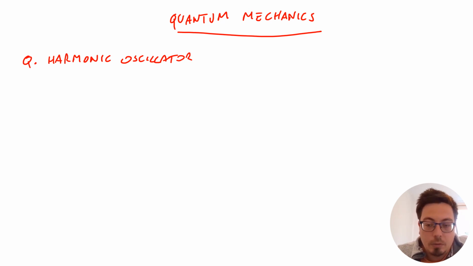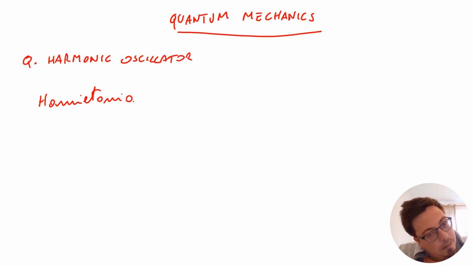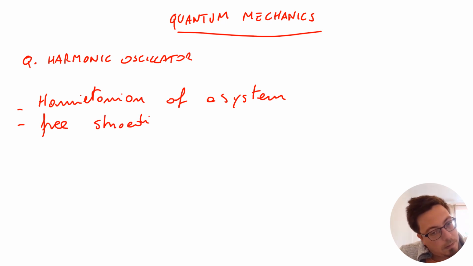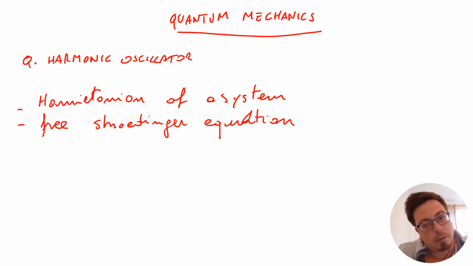So the first thing that I want to talk about today is a couple of things. One is the Hamiltonian of the system. And then the solution of the wave function, the free moving wave function, the free Schrödinger equation.